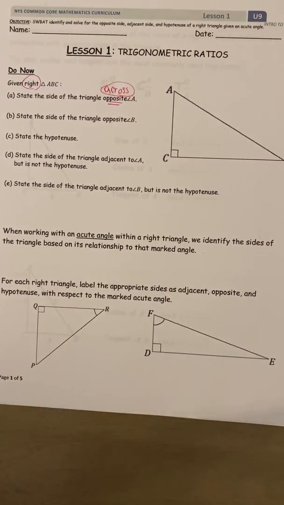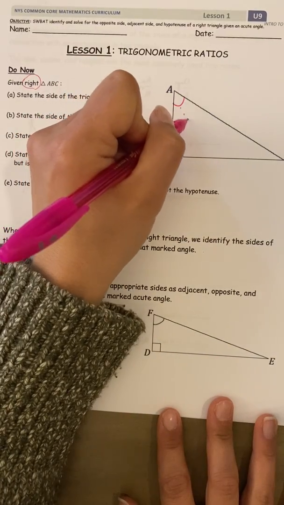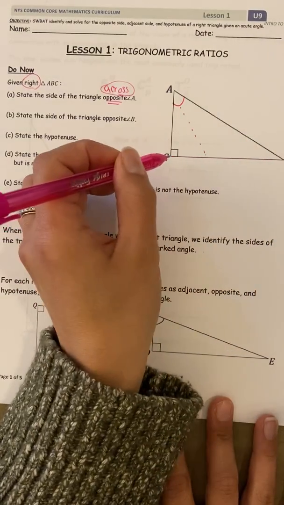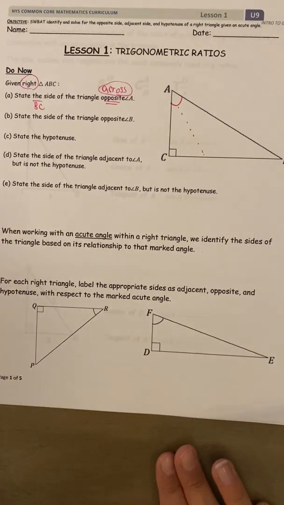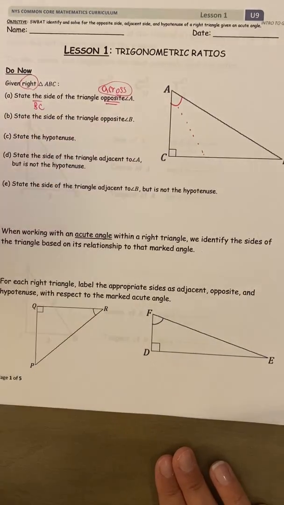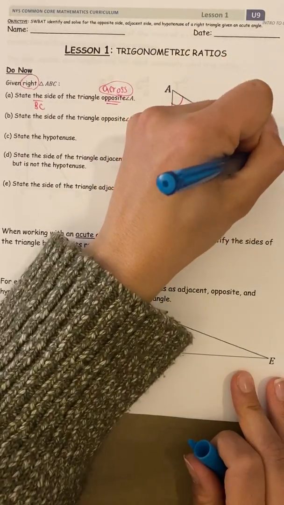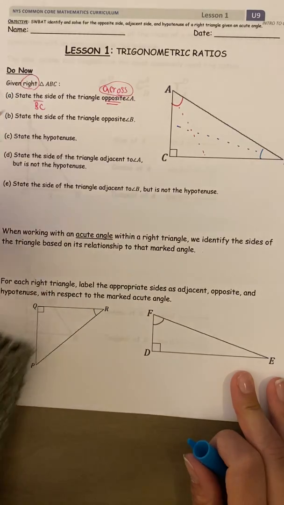Okay, so if I have angle A right here, the side that is across from it, or opposite from angle A, is going to be this side right here, which is my side BC. Okay, state the side that is opposite of angle B. So here's angle B. The one that's opposite of that is AC.